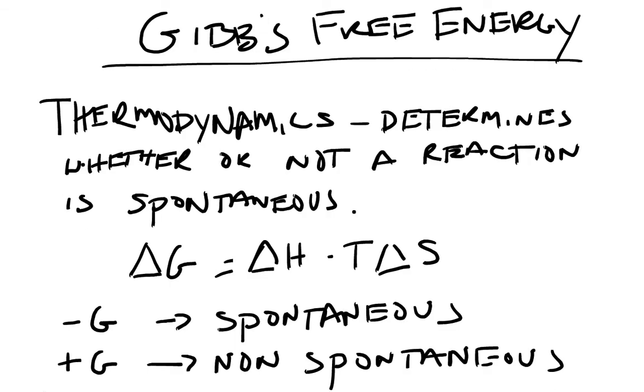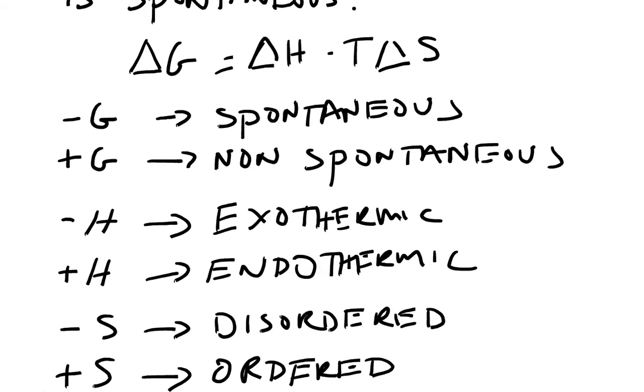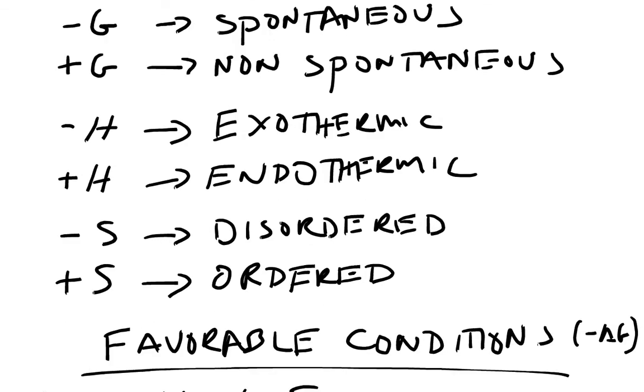Gibbs free energy has to do with thermodynamics, which determines whether or not a reaction is spontaneous. We use the equation delta G equals delta H minus T times delta S. Negative G equals a spontaneous reaction. A positive G equals a non-spontaneous reaction. A negative H equals exothermic. A positive H equals endothermic. A negative S equals disordered. A positive S equals ordered.